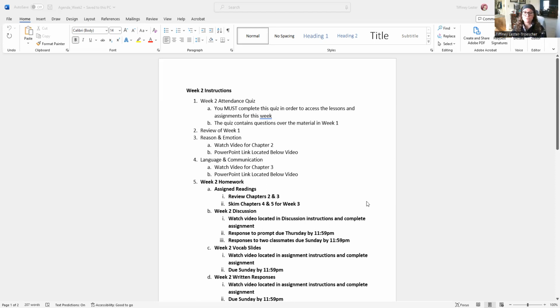Our homework for the week. You want to make sure that you read through chapters 2 and 3 that go along with the lessons this week. And if you have time, skim over chapters 4 and 5 just to get an idea of what we'll be covering next week. But at the very least, make sure you look at chapters 2 and 3 so that you're prepared for the other homework items this week.